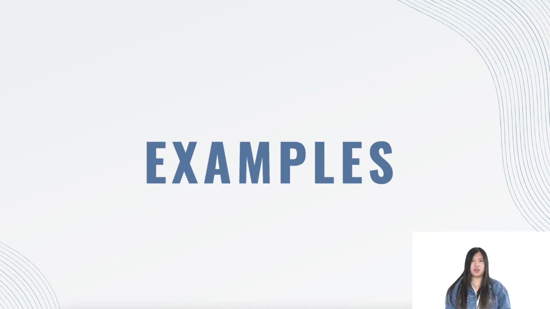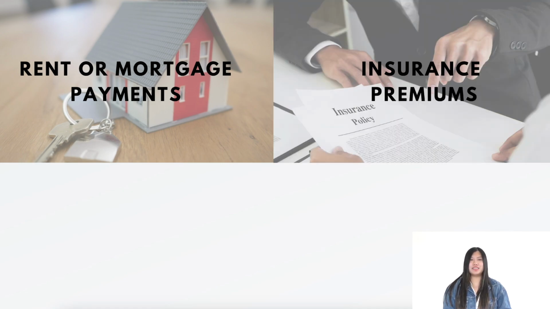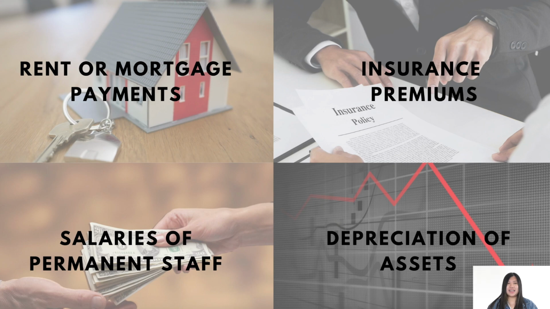What are examples of fixed costs? We have rent or mortgage payments, which remain constant regardless of production levels. Another is insurance premiums, which are typically fixed amounts paid periodically, whether monthly, quarterly, or annually. Another is salaries for permanent staff, as these are set salaries agreed upon contractually and unaffected by production variations. And there is depreciation of assets, where depreciation expenses are spread evenly regardless of production output.